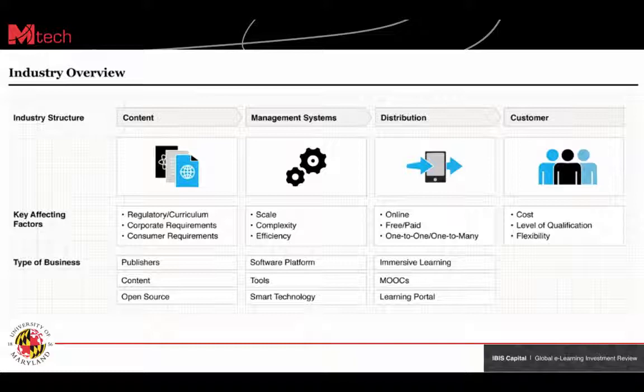Types of businesses include immersive learning, of how we can make perhaps face-to-face learning or hybrid learning more immersive and more experiential and more customized. It's MOOCs, it's other learning portals. And all 3 of these elements, content, management systems, and distribution, will play a role as we're working to serve our customer. And we are looking at the cost of education, the level of qualification, the flexibility, the customer experience, the quality that's being delivered across the intersection of these 3 areas of content, management systems, and distribution.